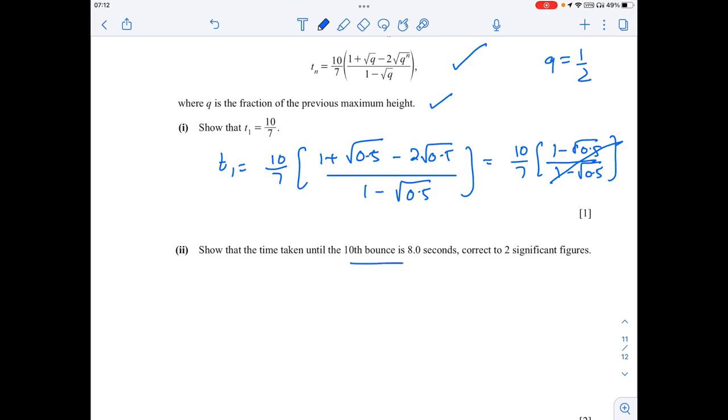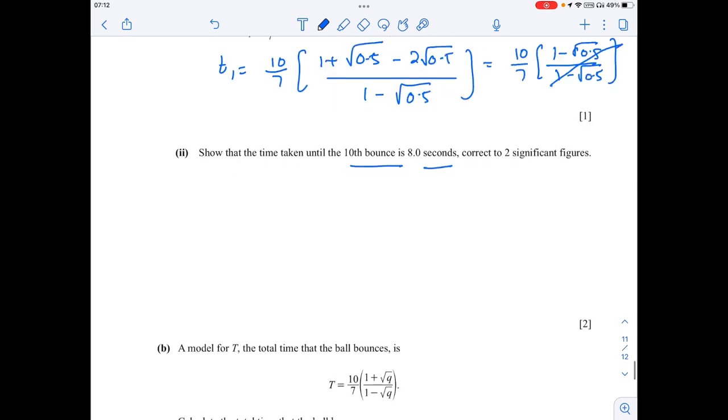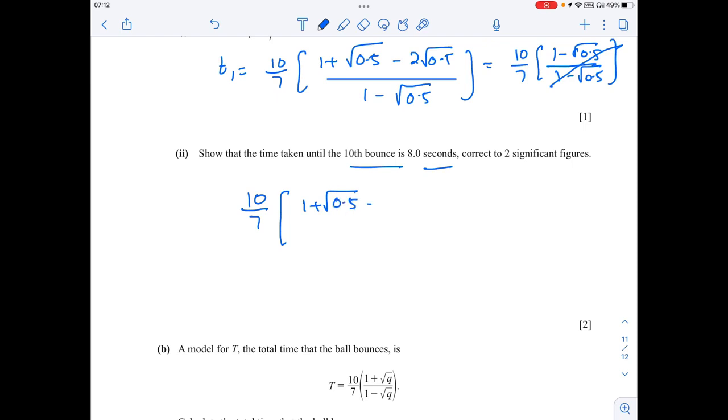Show that the time taken for the 10th bounce is 8 seconds, correct to two significant figures. For the 10th bounce: 10 upon 7 times (1 plus square root of 0.5 minus 2 square root of 0.5) to the power of 10, divided by (1 minus square root of 0.5). Simplify that, you should get 8.02.